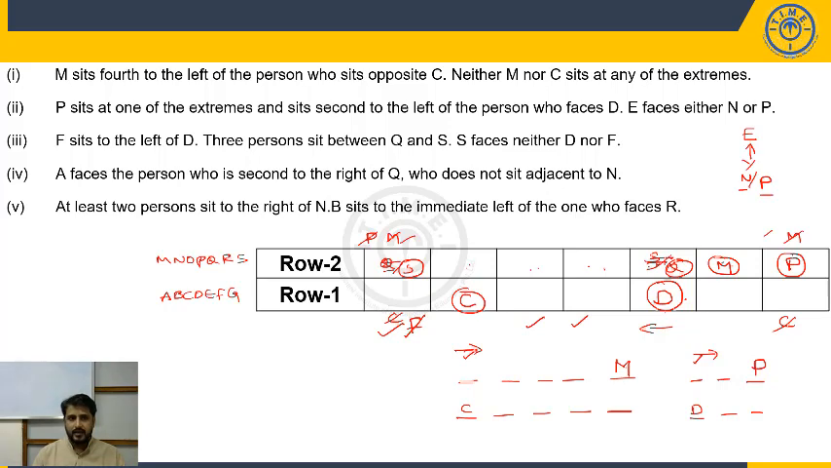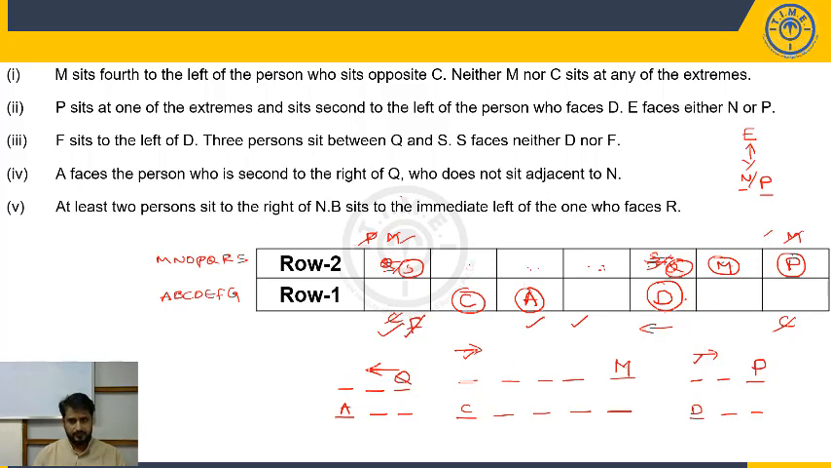Next, A faces a person who sits second right of Q. So Q will be in row 2 facing south. So right side, this side. A faces a person who is second right of Q. Now where can I fix it? If I take the Q here, Q is already in the arrangement, right? So Q, one gap on that person, and opposite is A. So A will be here.